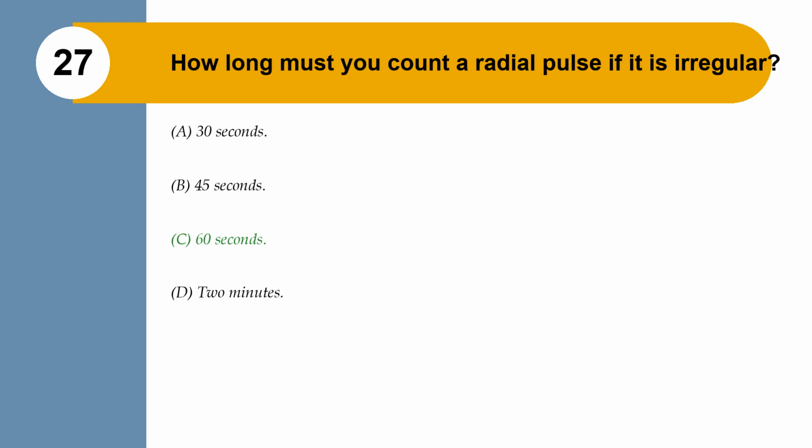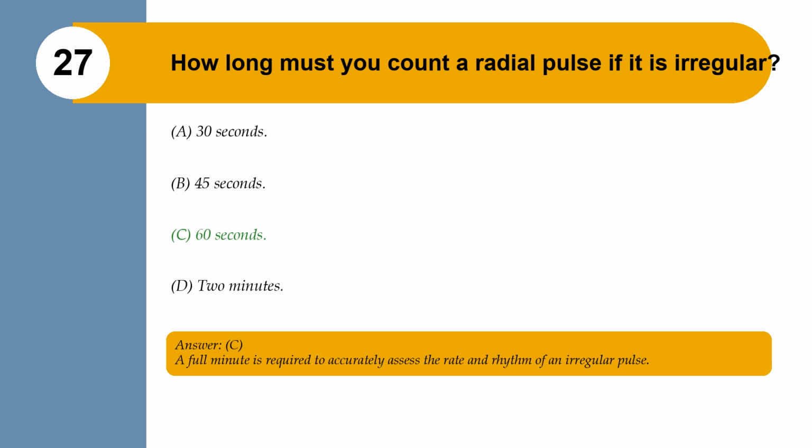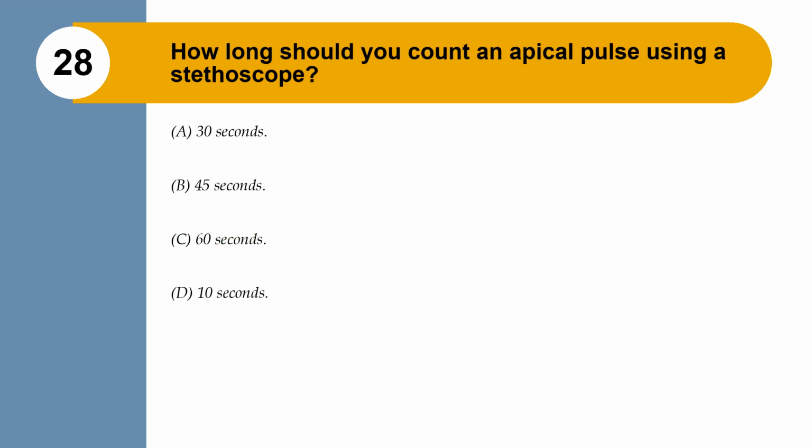The correct answer is option C, 60 seconds. Explanation. A full minute is required to accurately assess the rate and rhythm of an irregular pulse. Question 28. How long should you count an apical pulse using a stethoscope?